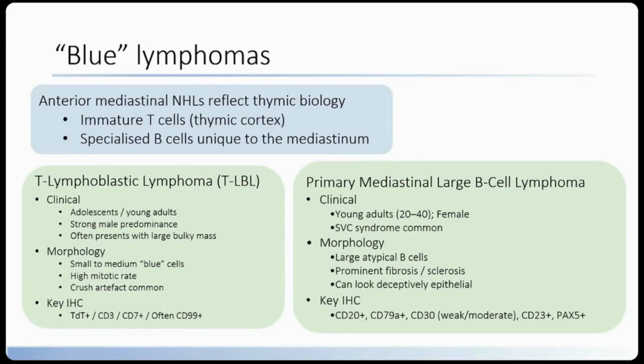In contrast to that, you have primary mediastinal large B-cell lymphoma, typically in younger women, often presenting with SVC obstruction. These have a bit more of a mixed pattern. They can look quite epithelial, often with a lot of fibrosis. Here we're looking for larger atypical B cells, with the immunoprofile that you can see there. Other lymphomas you want to think about in this context would be gray zone lymphomas, and also other rarer or secondary non-Hodgkin's lymphomas that are extending from elsewhere and then involving the mediastinum.